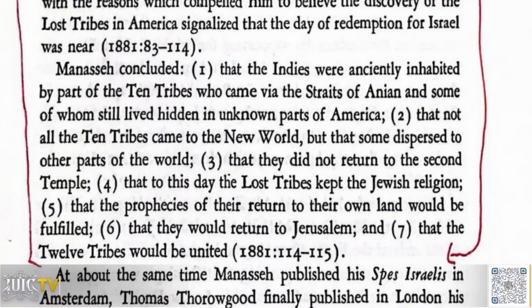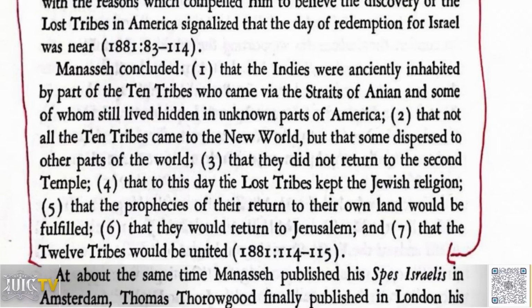Manasseh concluded that the Indies were anciently inhabited by parts of the 10 tribes who came via the Strait of Anian, and some of whom still live hidden in unknown parts of America. Number 1. Now, the Straits of Anian, that's the part where they're talking about the Bering Strait. But the point I want you to take out of that is they're making the similarity between the Indians and Israel.